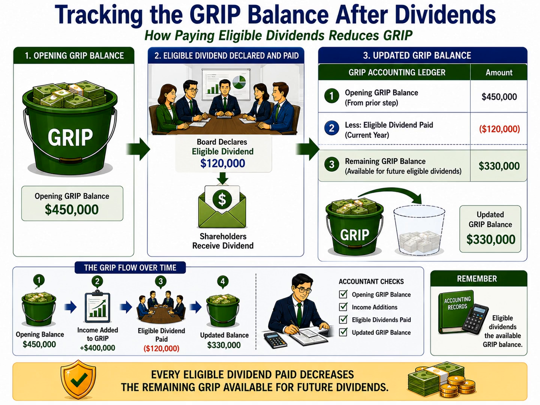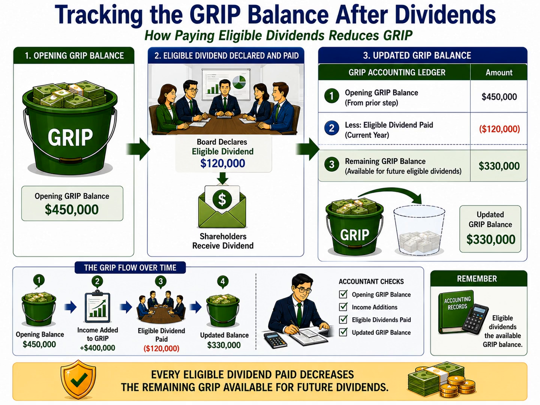Let's perform the calculation. The corporation begins with an opening GRIP balance of $450,000. It then pays an eligible dividend of $120,000. That amount is subtracted from the available GRIP balance. The calculation is simple.